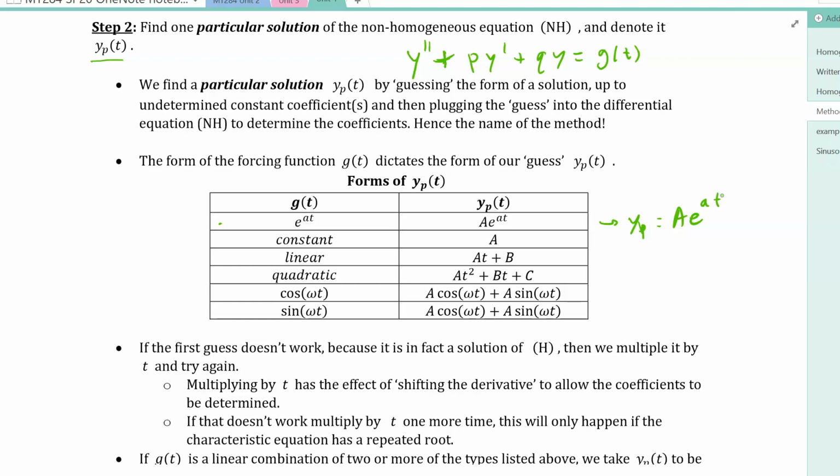If the right side's a constant, we're going to guess a constant. If the right side's a linear function of t, we're going to guess a linear function of t, where we'd have at plus b. If it was a quadratic polynomial, we'd guess a quadratic polynomial.